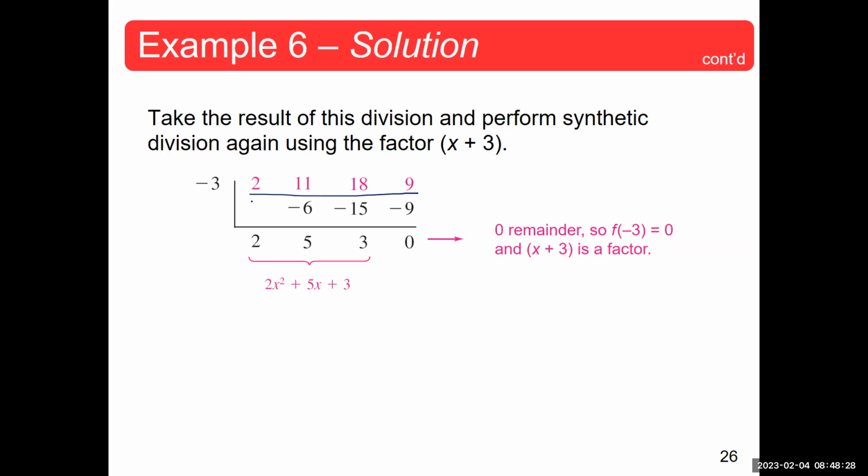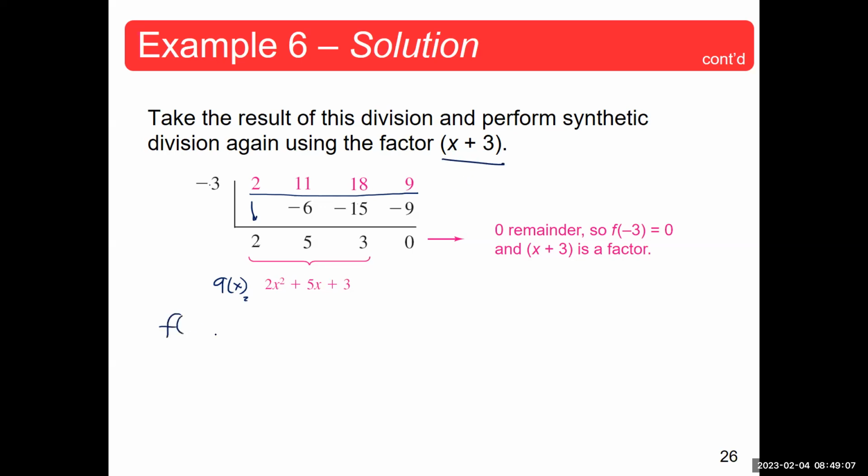Now move the 2 down. -3 times 2 is -6. You add, -15? You add -9. You add. Again, we have no remainder. That means the whole entire thing will have zeros. And this is the new, let's call it Q(x) 2. That's because we have another Q(x), since we already divided by x plus 3.